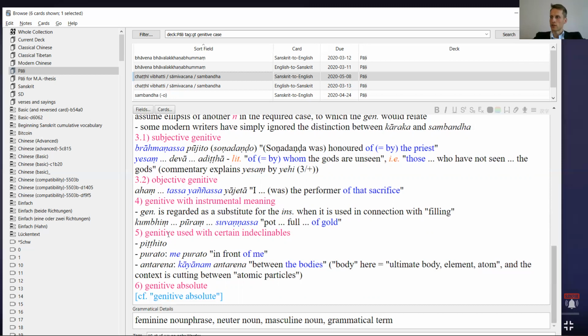Sometimes the genitive is combined with certain indeclinables. For example, piṭṭhito, behind me, or behind. So for example, me piṭṭhito, behind me, purato, in front of. So me purato, in front of me. Antarena, kāyānaṃ antarena, between the bodies.